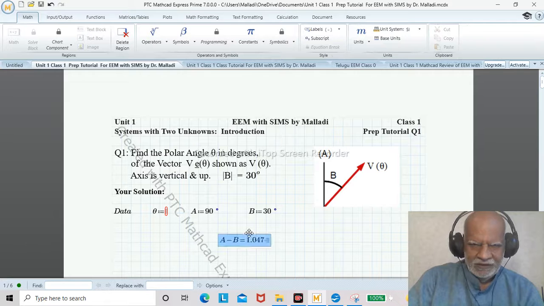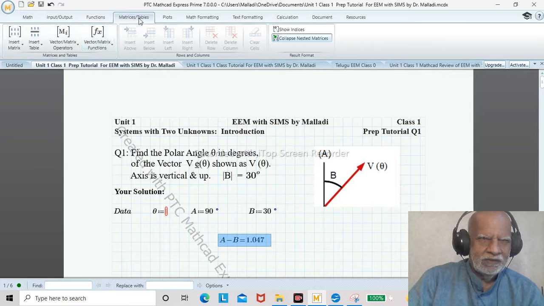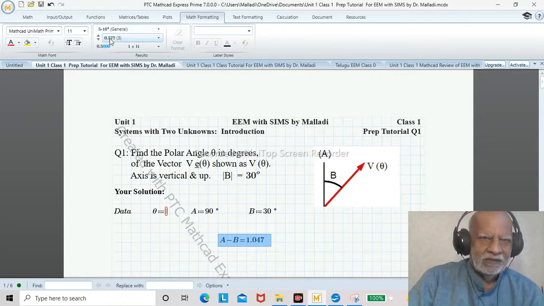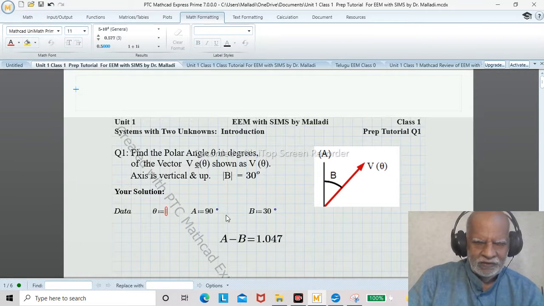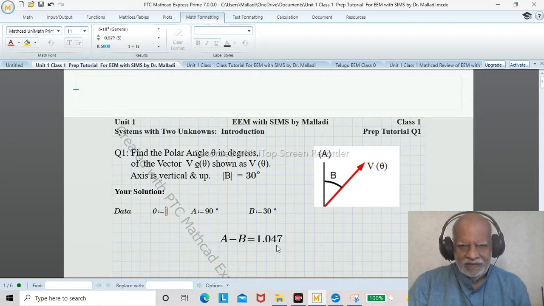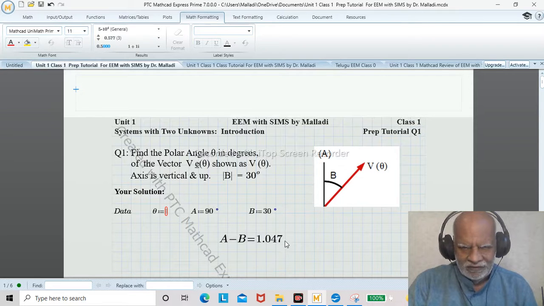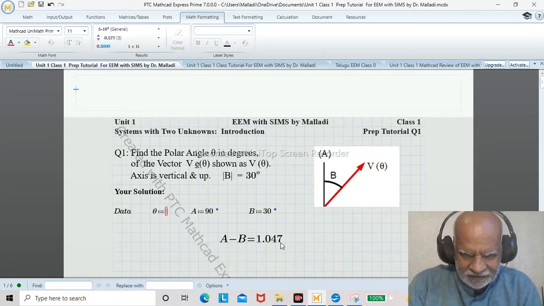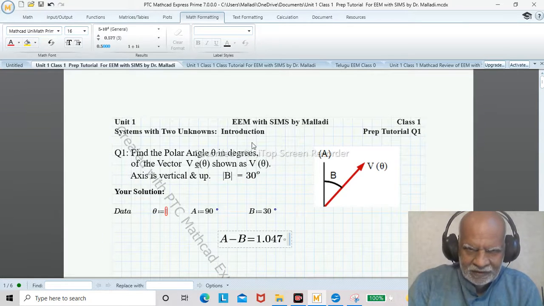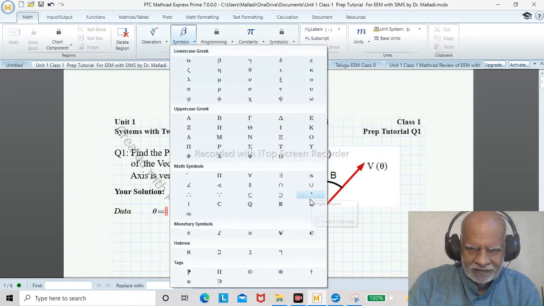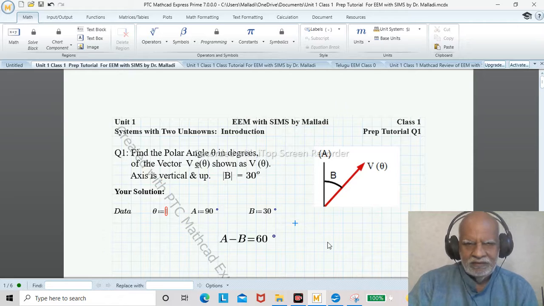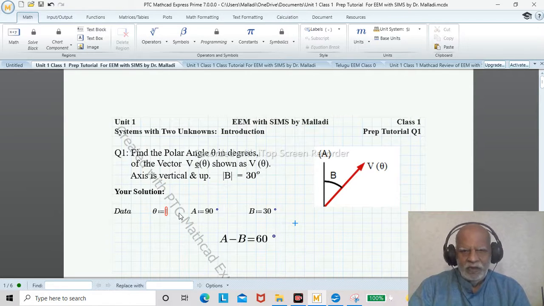Now let me make it big so that it will be easier for you to watch. Math formatting, and then I'm doing this. You have to type in the original one first and then change it. Now this is in radians, so you have to convert this: go to math, select degrees here, and now that's the answer.